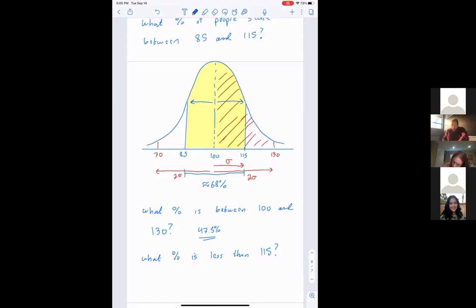Okay, so on the count of 3,000, just kidding, on the count of 5, I would like everyone to write down and then hit enter after I say 5, what they believe the percent that is less than 115 is. 1, 2, 3, 4, 5, go.